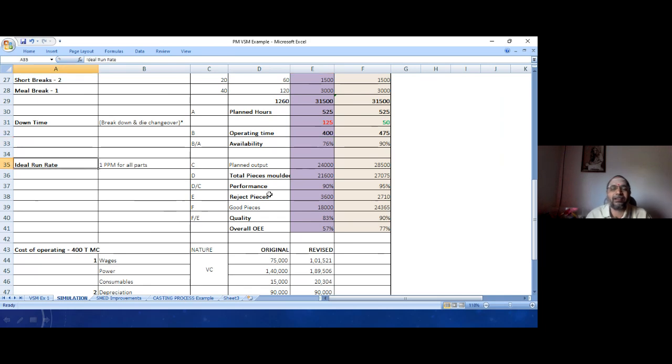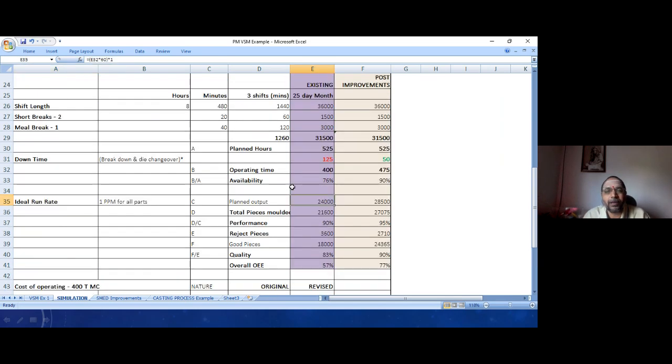Now come to the run rate. Run rate is the performance efficiency of the machine itself. I have assumed that each part takes 1 minute. So for the hours that it is planned to be used, it can effectively manufacture 24,000 pieces of the part. But actually, I see it has done only 21,600. I expect a part to come out of the machine every minute, but machines also sometimes face efficiency issues. So though I have planned, it has worked at 90% efficiency.